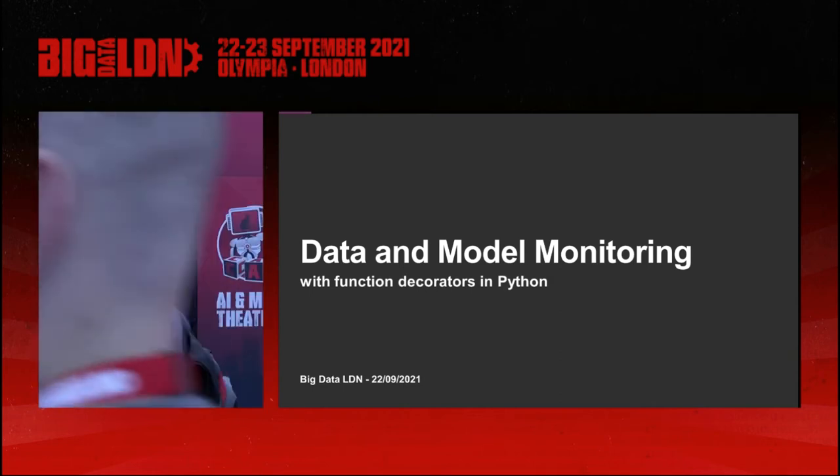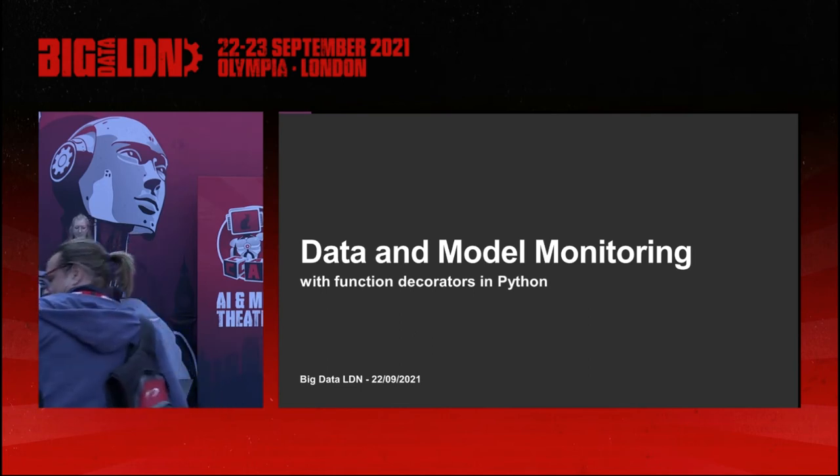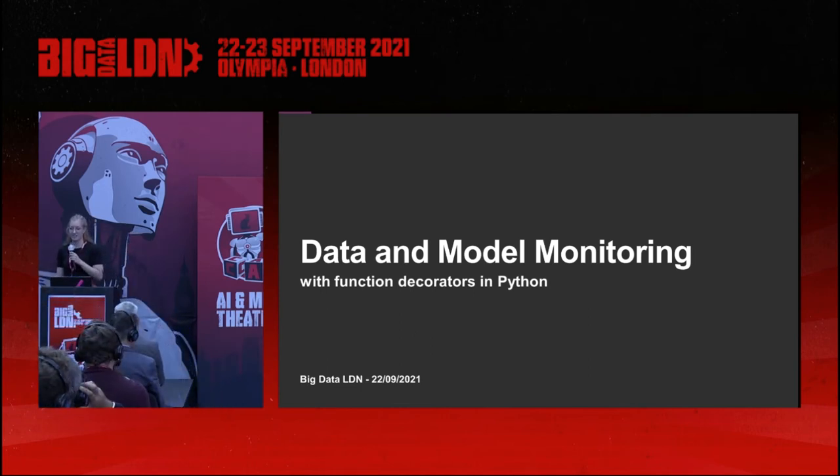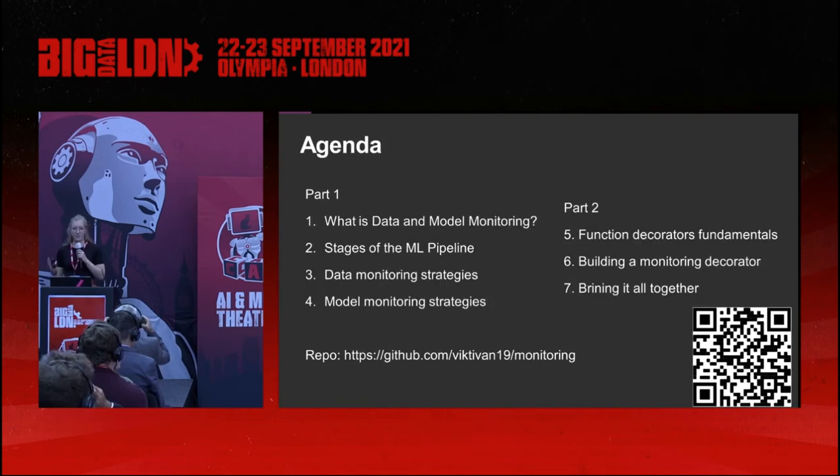Cool. So yeah, I'll be talking about data and model monitoring using Python's function decorators. The first half of the talk is going to be covering the key concepts. So I'll be talking about what data and model monitoring is, what the different stages of machine learning pipelines are that you should be implementing these monitoring checks at, and then I will go into detail on various data and then model monitoring strategies. The second part of the talk is going to be a technical deep dive into how to implement these monitoring checks.